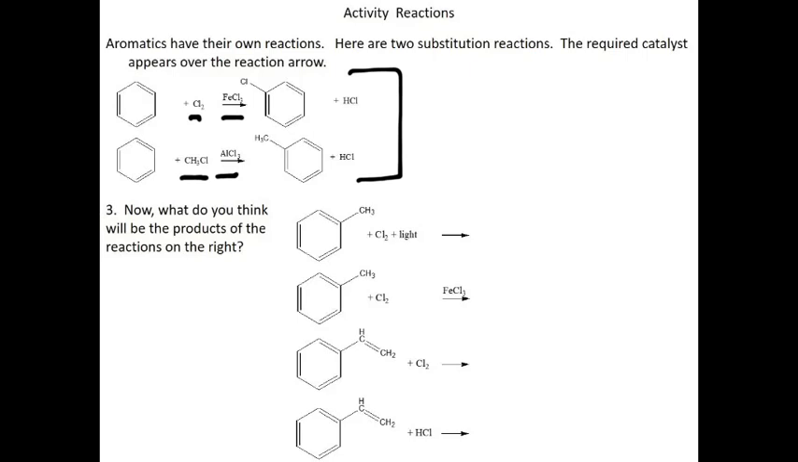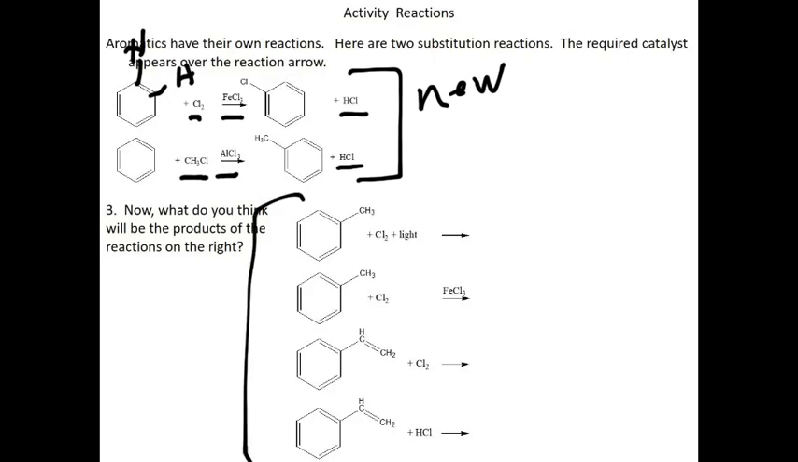It takes an H away, because remember, all these guys have what's on them? H's all the way around the ring. So we take an H away, yes, with the chloride, and we put the other thing on the ring. Now, with these new reactions and the old reactions on the other side of the page, what is going to happen in all these situations? You ask yourself. Here you got chlorine and light. Chlorine and light does what?